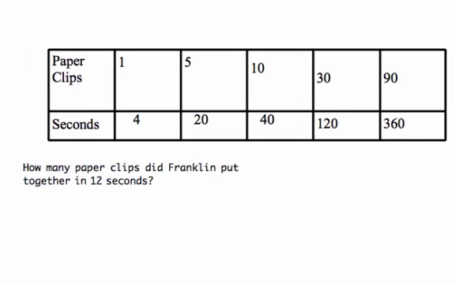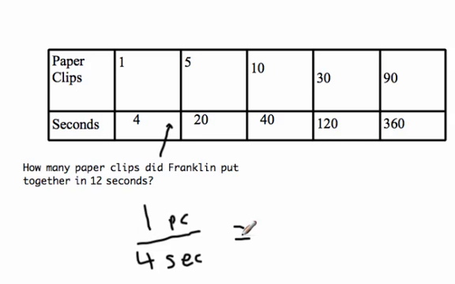Along the same lines here, he is a focused turtle, and I want to know how many paper clips did he put together in 12 seconds. So based on the chart here that we've already figured all these answers for, there's nothing in here that says 12. It would kind of be right in between 4 and 20 here. So you would think maybe it's right in between 1 and 5, and that's actually quite right. The way I would look at this is you've got one paper clip, I'm just going to abbreviate that PC, and 4 seconds.